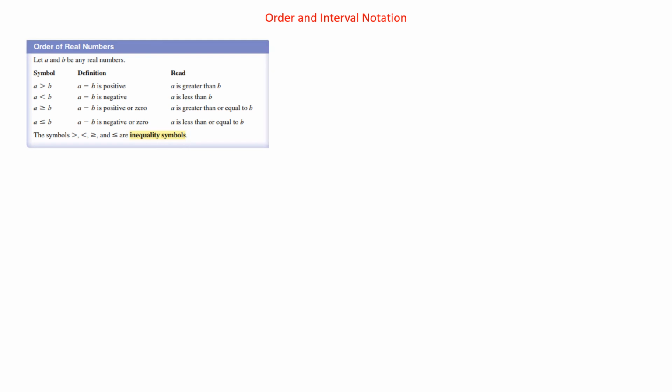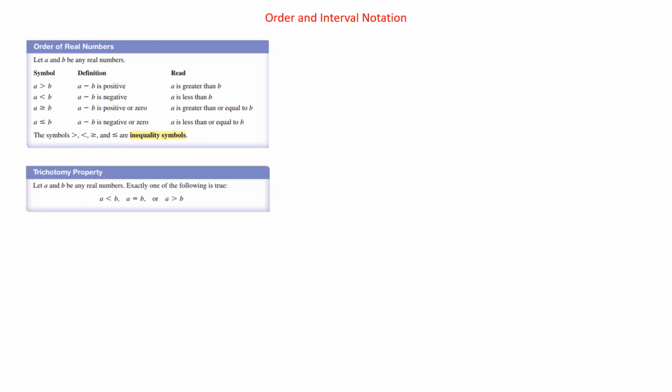If A is greater than B, that means that A minus B is positive. It means that A is bigger than B. That's just a way of writing it using symbols. And so we know this. The little line underneath makes it or equal to. Those are called inequalities, as opposed to the equal sign, which is called an equality.